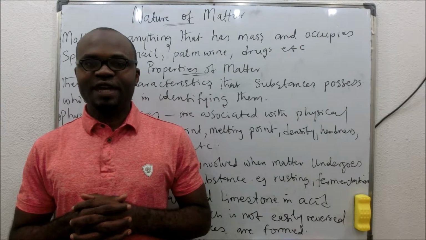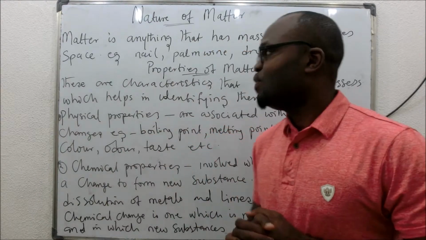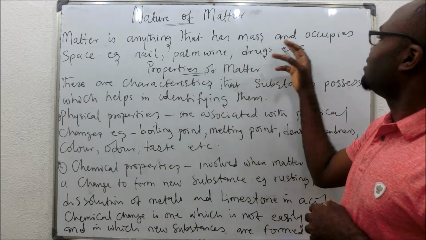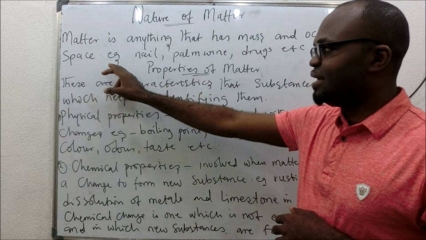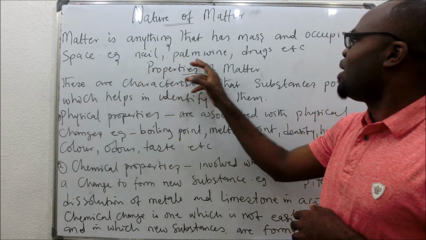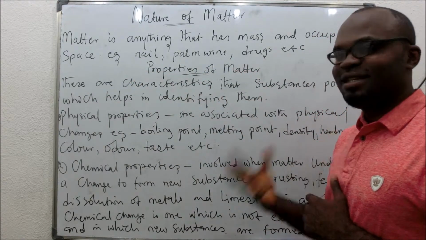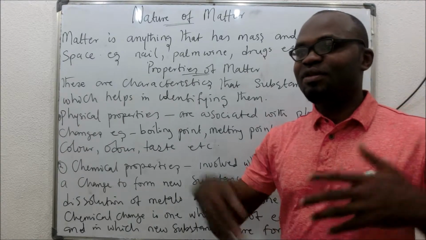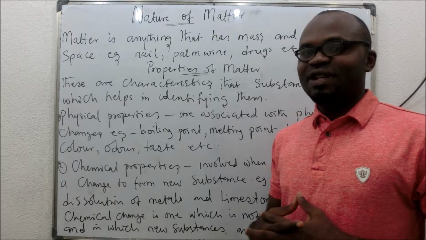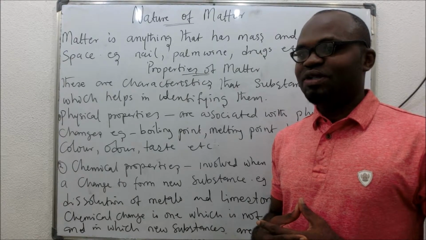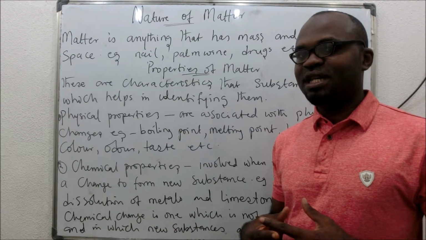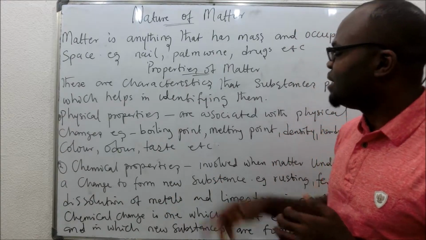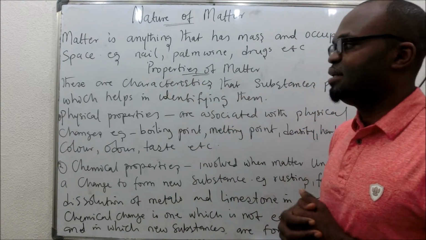So as a way of getting down notes, we can say that matter is anything that has mass and occupies space. Example is a nail, palm wine, drugs. The examples that I've already shown you. In fact, almost everything that you can see around you can be called matter because they actually possess mass and occupy space. Now we look at properties of matter.